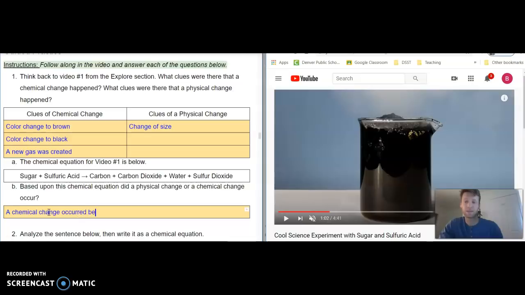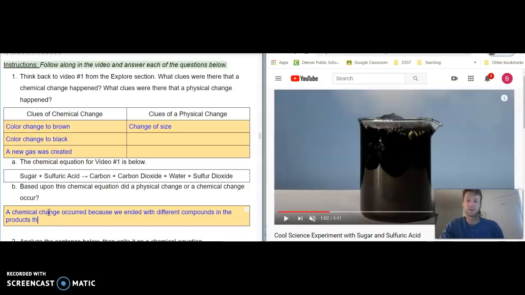Chemical change occurred because we ended with different compounds in the products than we started with in the reactants. And remember, if we could see the atoms inside, that means that some of the atoms are breaking bonds. The sugar is being broken apart, and then they're coming together to form new bonds and new compounds.